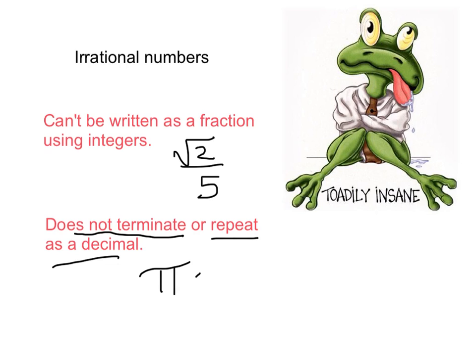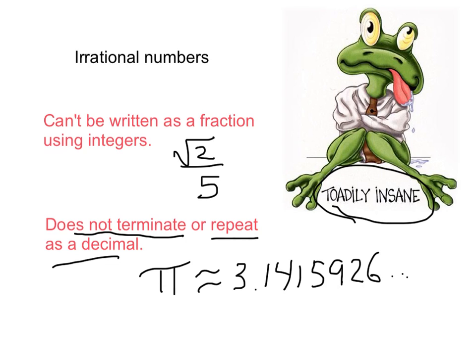The number pi is like 3.1415926, blah, blah, blah. It keeps going and going and going. It never terminates, it never has a zero remainder, and it never repeats itself. So it just keeps going and going. It's totally an insane number.